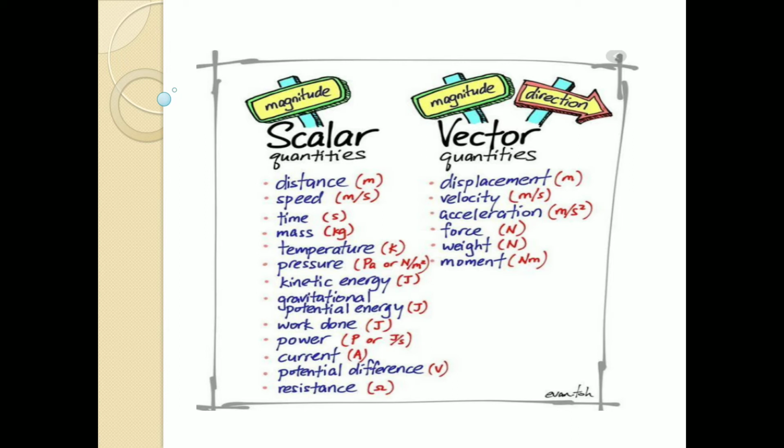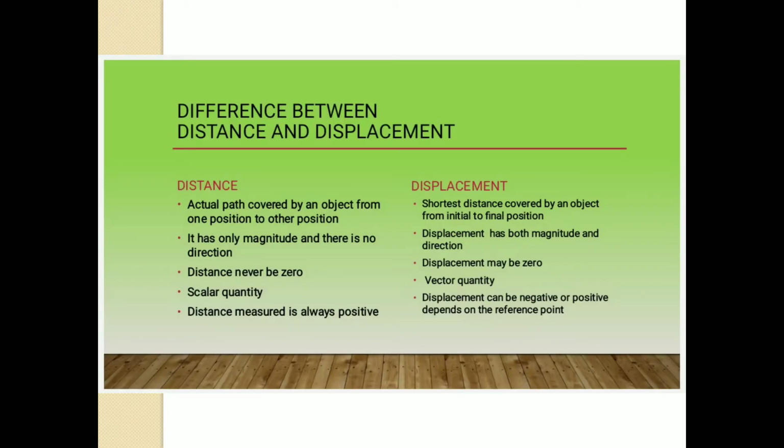For example, distance, displacement, acceleration, force, weight, momentum. Some of these are vector quantities, and the others are scalar quantities. You can go through these examples. Is it clear?